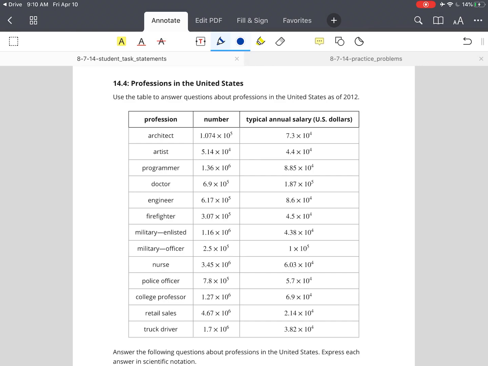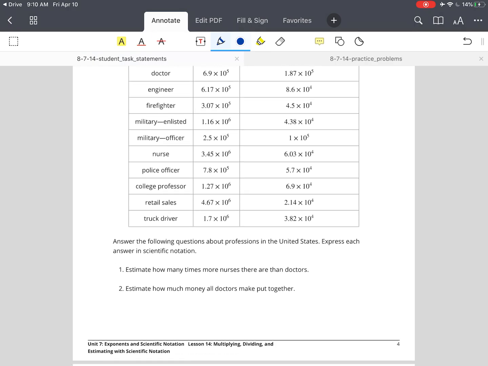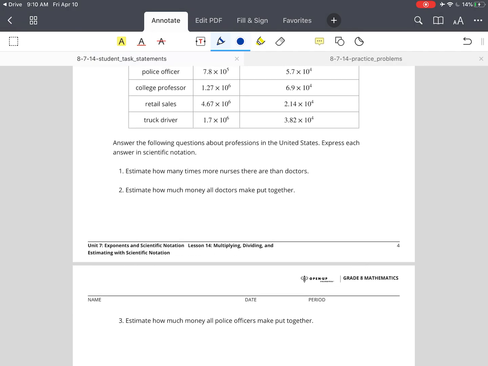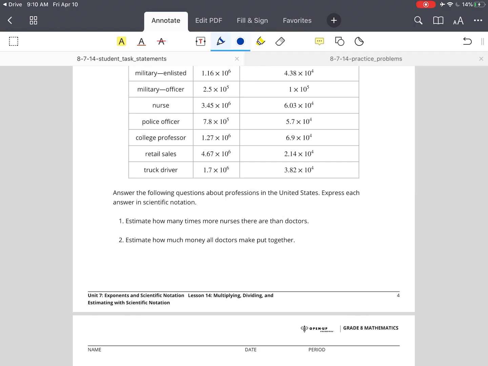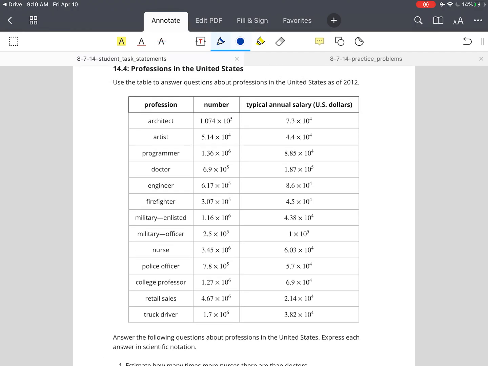So we have architects, and this tells us how many architects we have, how many artists, programmers, doctors, engineers, firefighters, and so on. Answer the following questions about professions in the United States. Express each answer in scientific notation. Estimate how many times more nurses there are than doctors.